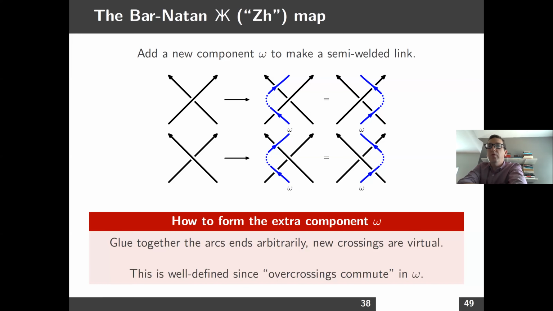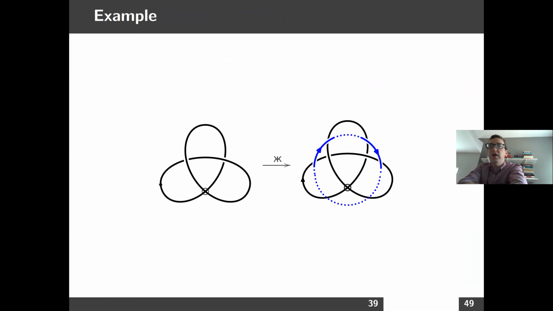I'll point out also, we really don't need to consider them to be welded links. We can really consider these to be what are called semi-welded links. That means that we only require the overcrossings commute relation on the omega component, the omega component being the new component which is added to the link diagram.